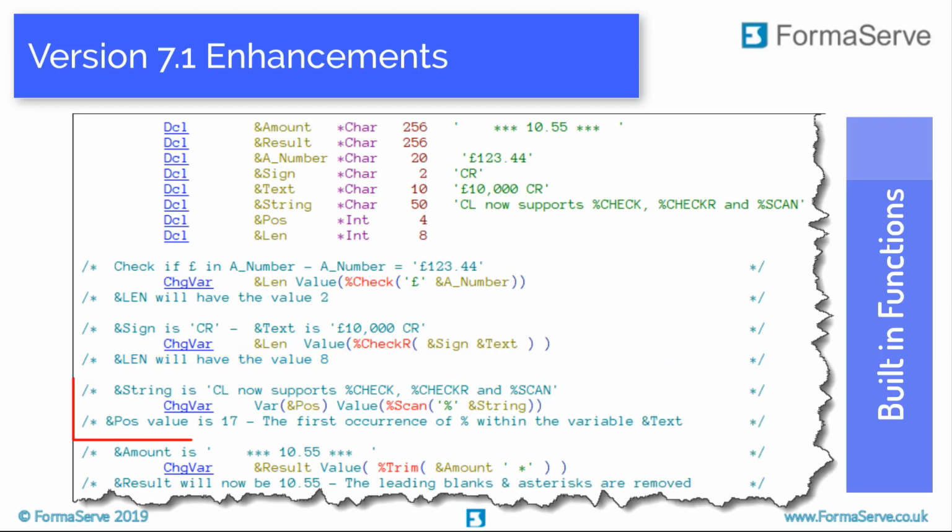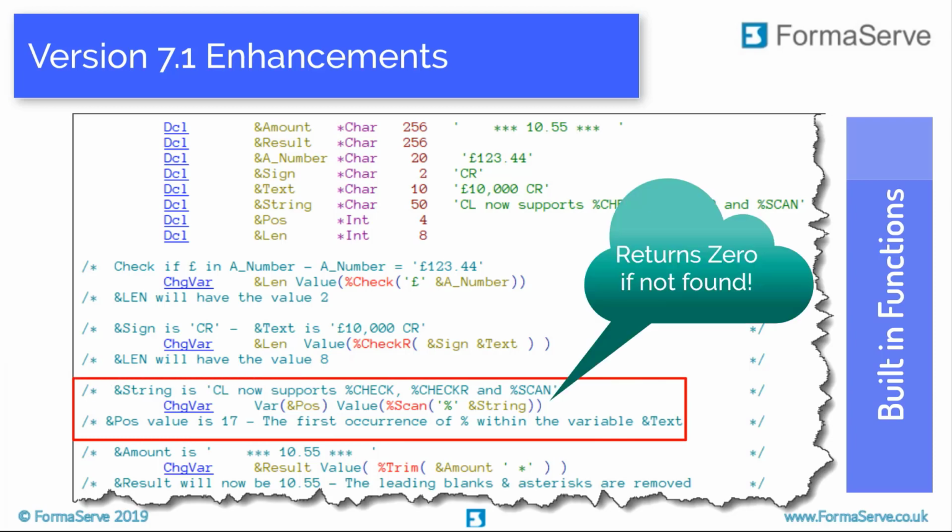The next one to look at is %SCAN. So %SCAN will find exactly what you're looking for. So in this example, we can see we're using %SCAN on the string to look for the percentage sign. So the first position it finds it in is position 17.